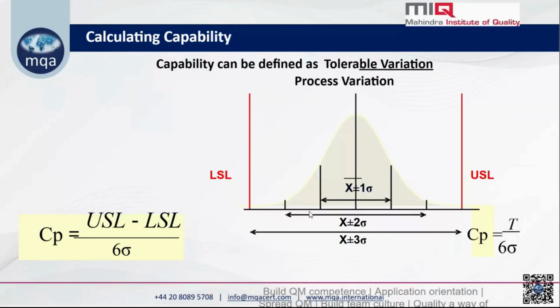See here, understand. 1 sigma, 2 sigma, 3 sigma. Process capability is equal to specification tolerance upon 6 sigma. So we divide this tolerance into 6 parts. 1, 2, 3, 1, 2, 3.